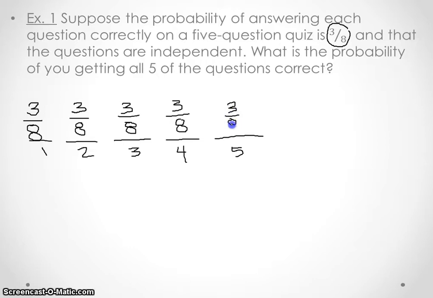Now, probability, if each of these are happening independently, to find the total probability you would take each event and actually multiply them all together. So what is happening here is we're taking 3/8 and multiplying it by itself 5 times over. And that's exactly what a power does. A power tells you to take the base and multiply it by itself however many times the exponent says.